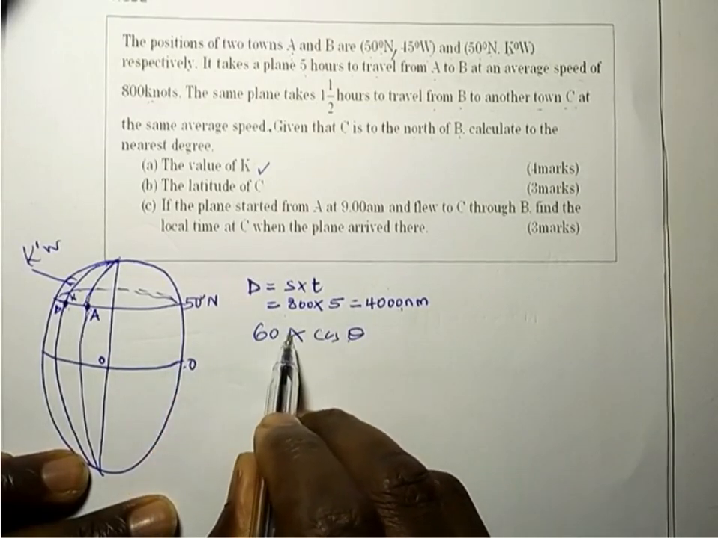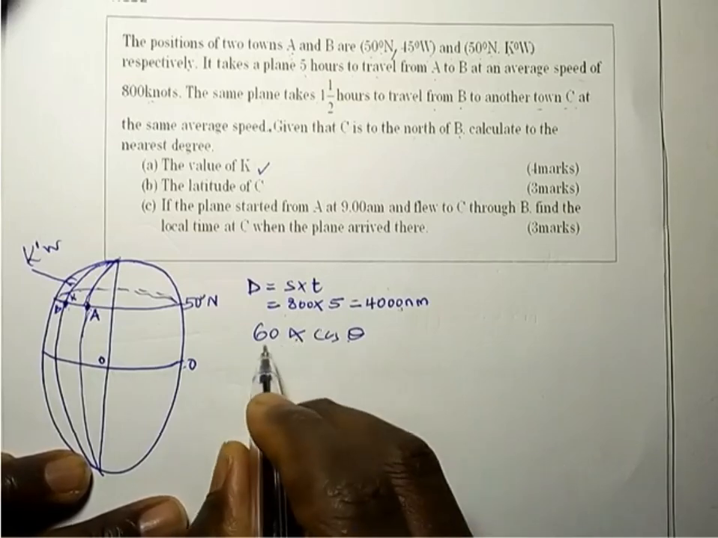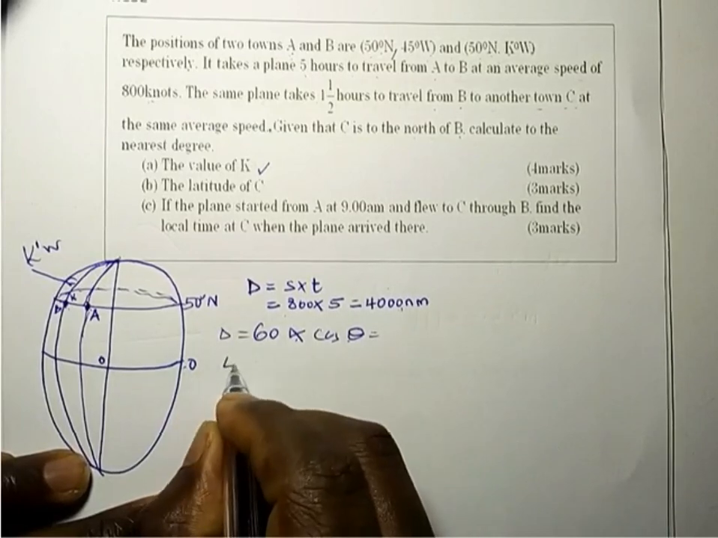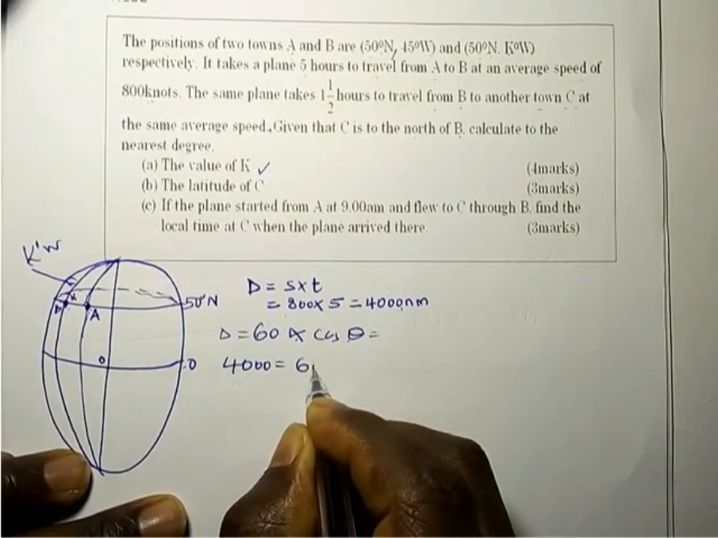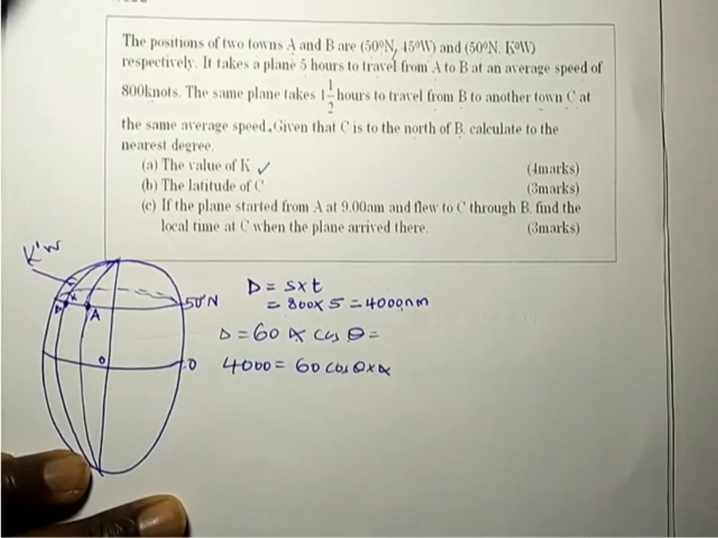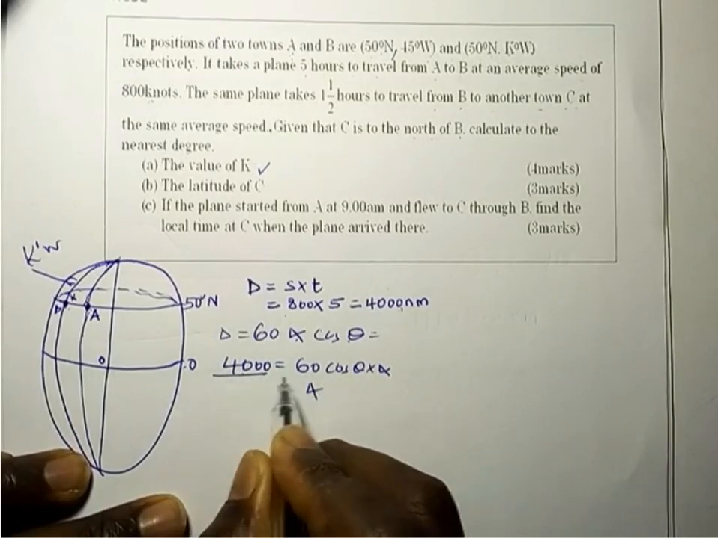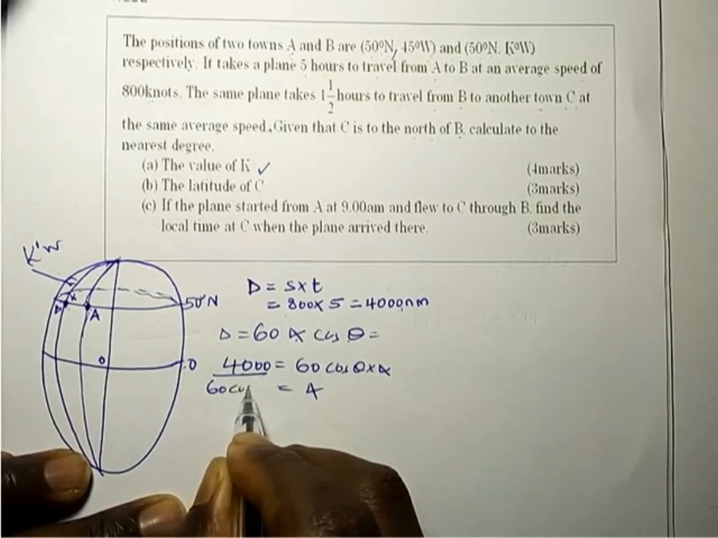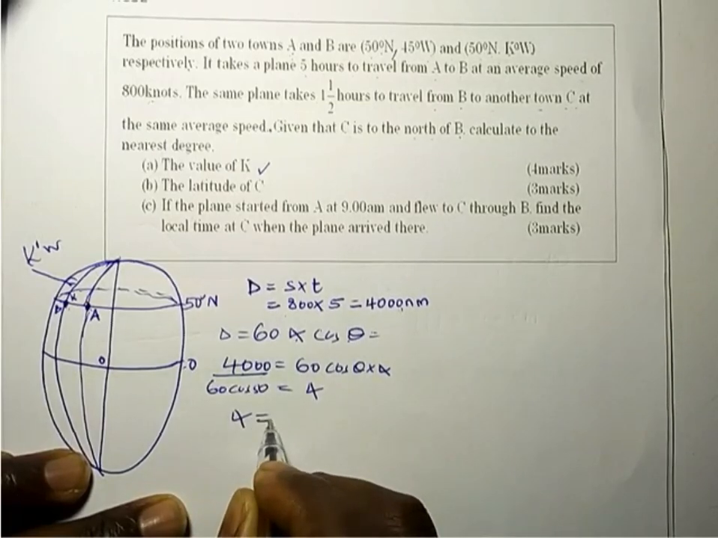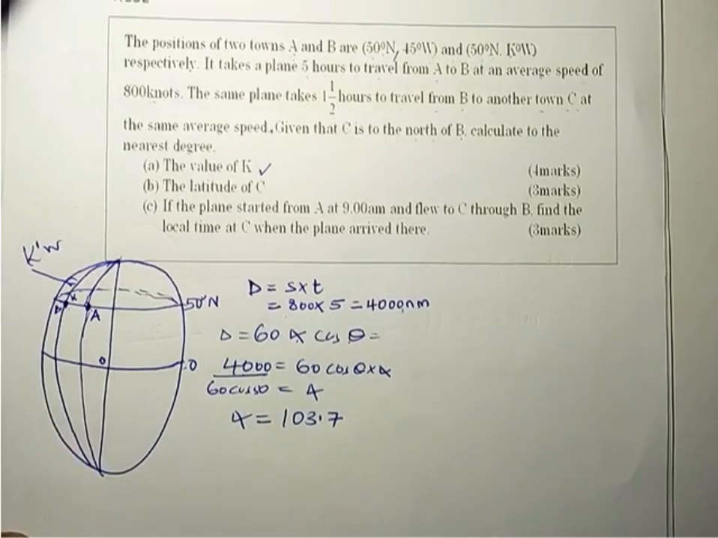So what we don't have here is the change. That's what we are looking for. This one is giving us the distance. So 4,000 is equal to 60 cos theta times alpha. So alpha is going to be 4,000 divided by 60 times cos 50. So alpha is going to be 103.7.